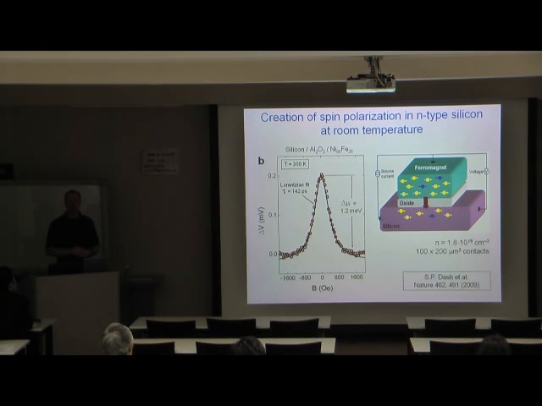But this measurement demonstrates that we're able to inject spin polarization into silicon, that we're able to detect the spin polarization, but also that we're able to manipulate the spin polarization with an external magnetic field and create a coherent precession.